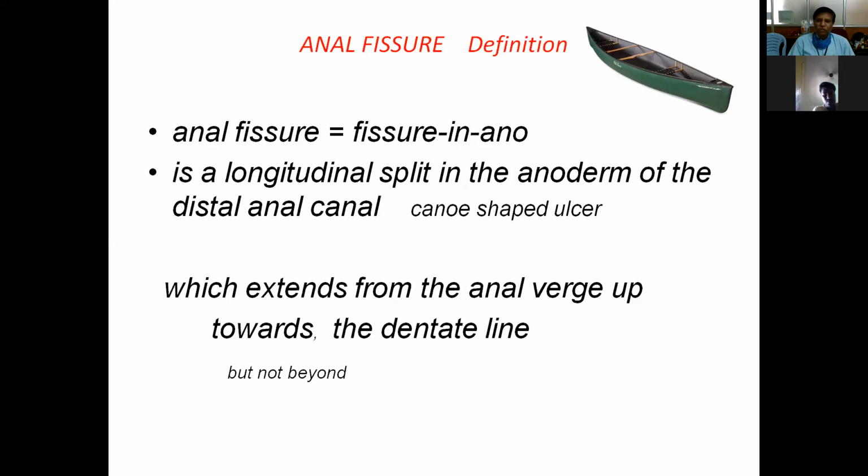So the nomenclature: anal fissure is equal to fissure in ano. In either way you can call it. It is a longitudinal split in the anoderm of the distal anal canal. When it is very well defined, it resembles a cane-shaped ulcer, a long, narrow ulcer, which extends from the anal verge up towards the dentate line, but never beyond the dentate line. It's always below it, confined to the anoderm, the modified stratified squamous epithelium of the anal canal.